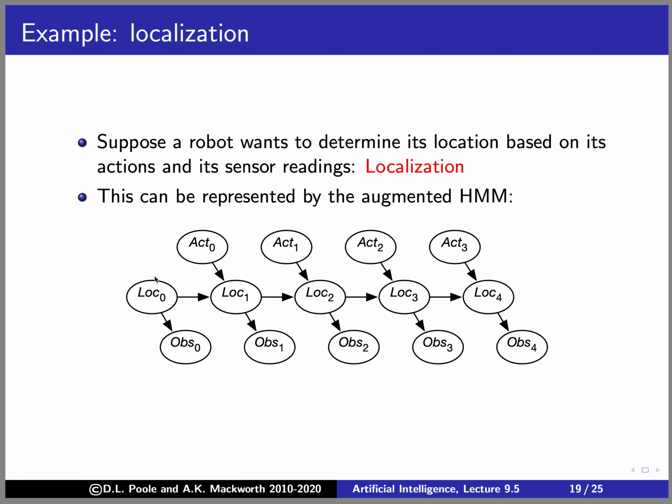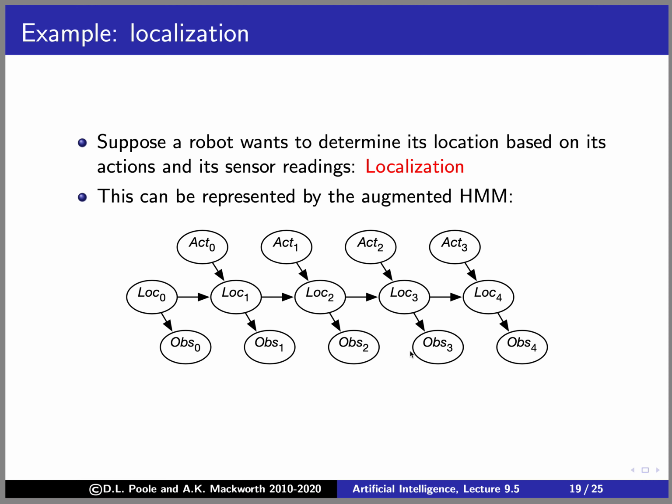So what we're going to do is we have the location. We're also going to have actions in here, so we're going to know what actions occurred. So it's not that weird. We're going to know what actions we carried out. And the location at one time depends on the previous location and the action. So this is like our definition of actions before. The location now depends on the previous location and the action.